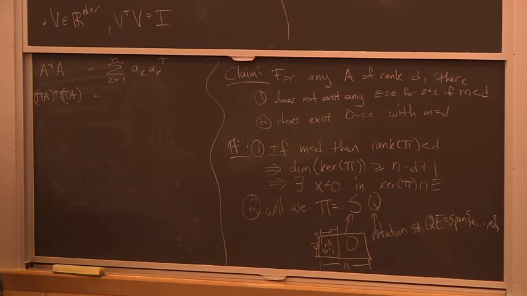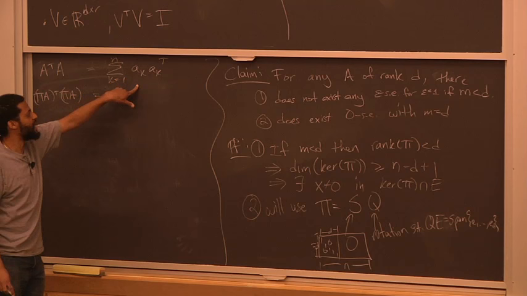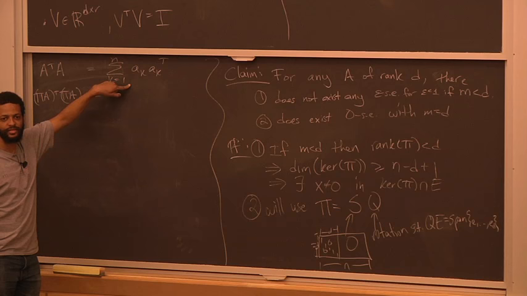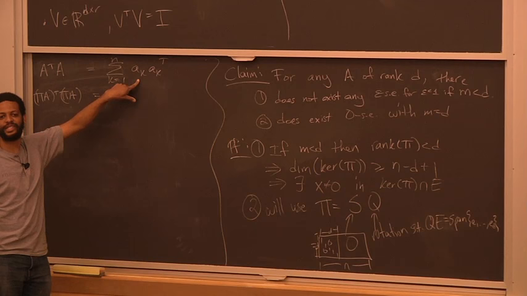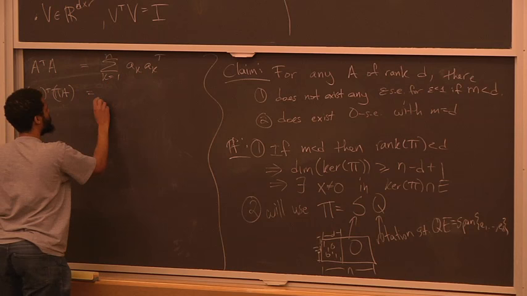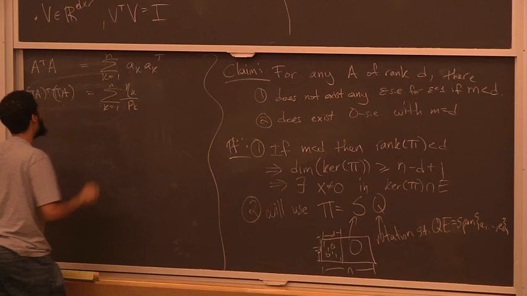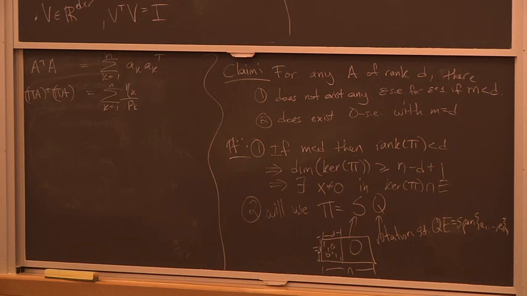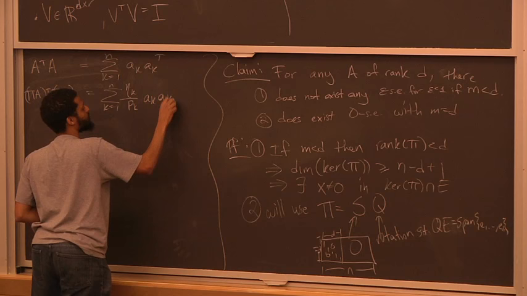Well, the kth row of pi A is a_k times eta k over root pk. The kth row is a_k if we actually sampled the kth row. Otherwise, it's 0. And we normalize it by root pk. So if you take a_k a_k transpose, what you get is the sum, k goes from 1 to n, of eta k over pk. I put a square root here because when you multiply the square roots, you get back pk times a_k a_k transpose.